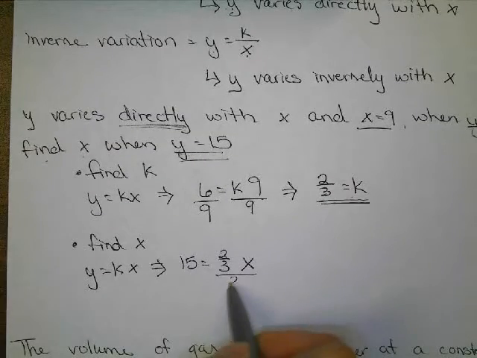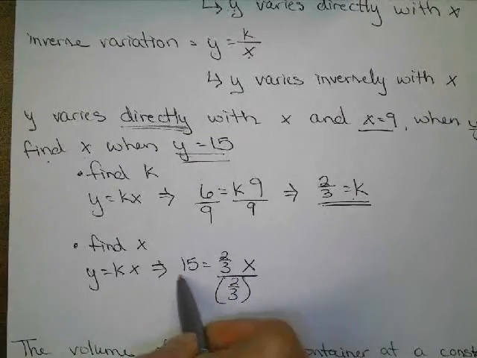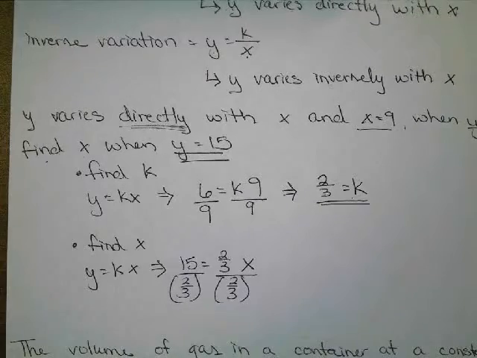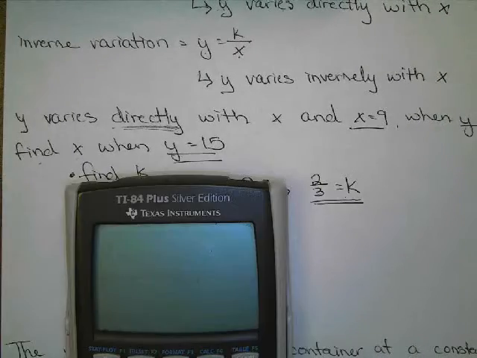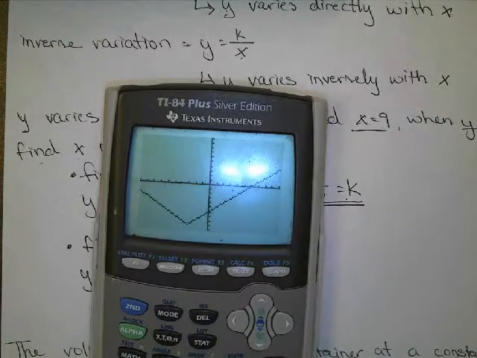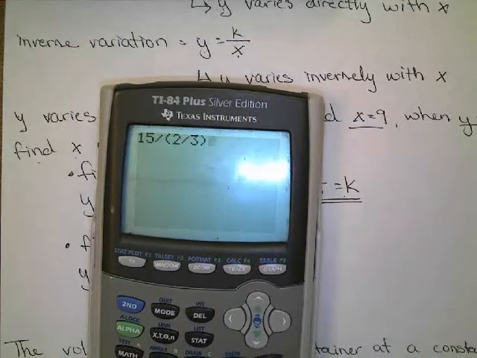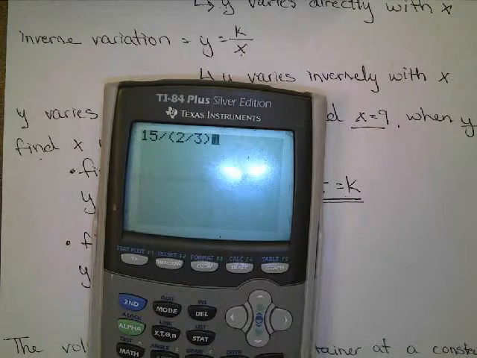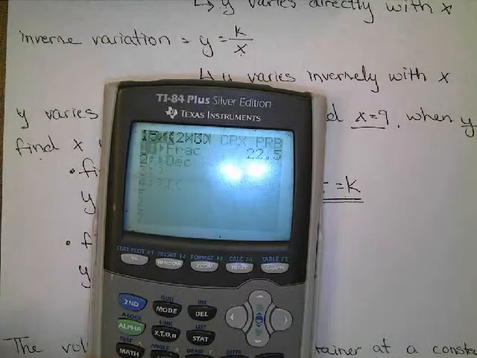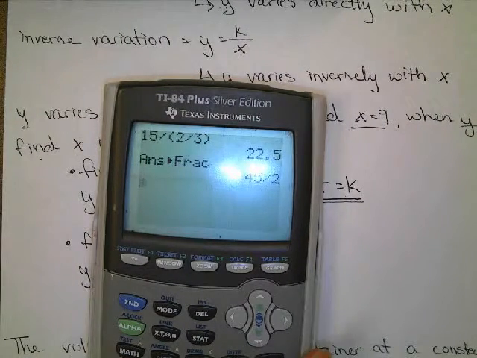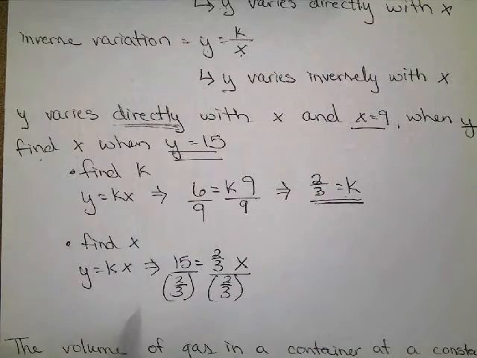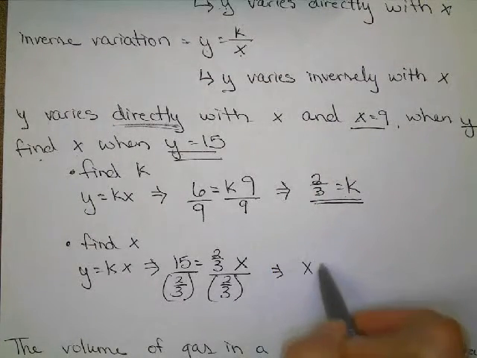Again, I can divide by 2/3 here. Now when I divide by a fraction, I always have to make sure I use my parentheses. So on my calculator here, I have 15 divided by 2/3. So notice how the 2/3 is in the parentheses there. And change that back to a fraction. So I get 45 halves is what x equals.